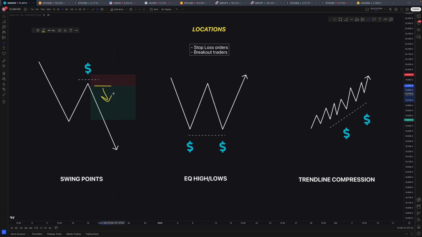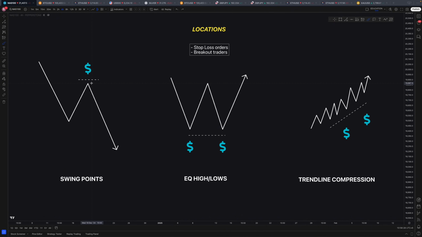Meaning that there's going to be a lot of buy orders resting here in the form of most likely stop loss orders. So key swing points, whether it's a swing high like this or a swing low, are going to have a lot of orders resting beyond them. It's essentially stop loss orders, which is the opposing order to what was taken here.